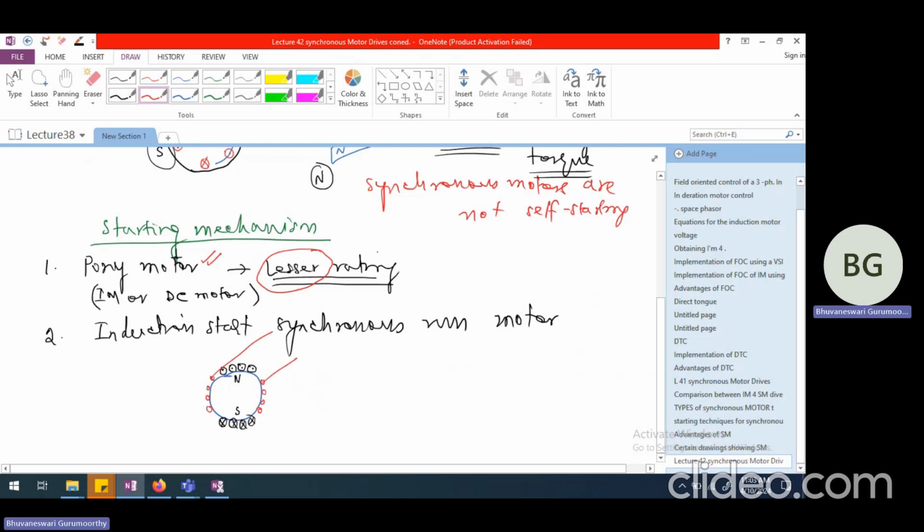And on this side, we are going to short circuit it with something like an end ring. The same way on the other side also, we are going to short circuit it with an end ring. So we are essentially creating a situation which is very similar to the cage rotor bar of the induction machine. Because these are like cage rotor bars, at that point, what we are looking at is, initially we are going to have the revolving magnetic field surrounding this.